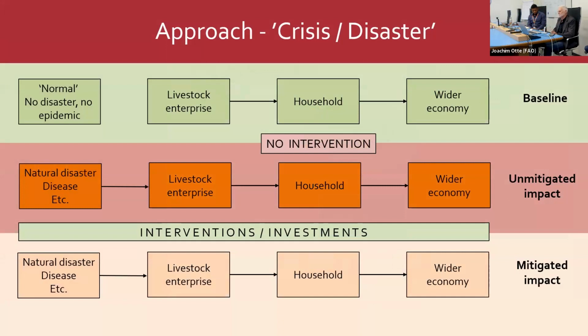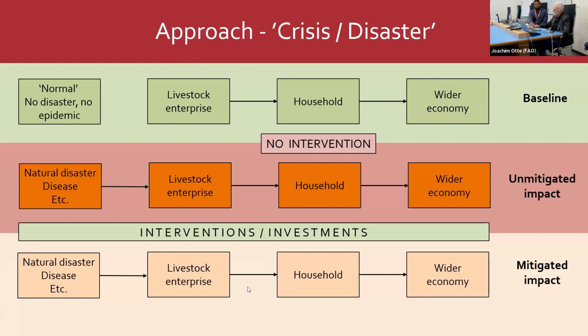So coming to the approach, there are basically two big scenarios. One is the crisis or disaster intervention, and the other one is more for development interventions. For the crisis or disaster, we have our baseline, which is the normal situation, no disaster, but then there may be drought warnings or epidemic disease warnings. We look at what we expect to happen if we don't do anything. That would be the unmitigated impact. We have our potential interventions, our investments. We look at what we expect to happen with investment A, B, or C. That is the mitigated impact. And then, of course, the benefit is the difference between the two, and the cost is what the intervention costs.